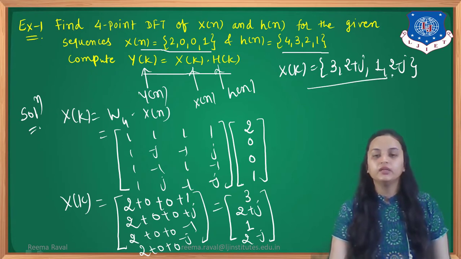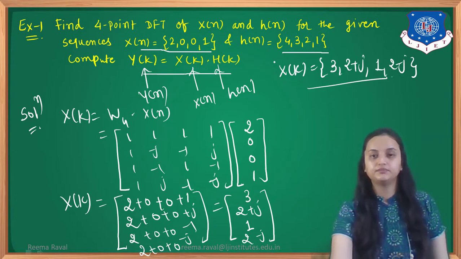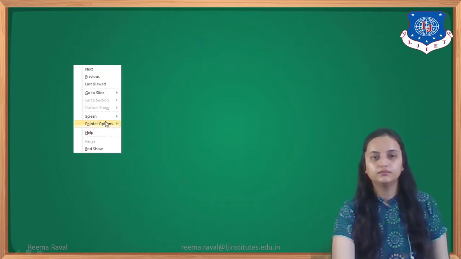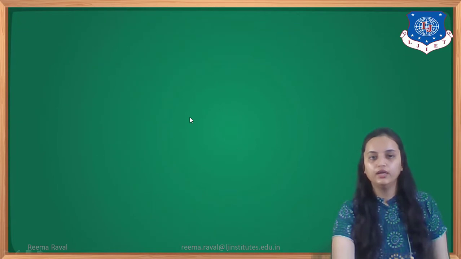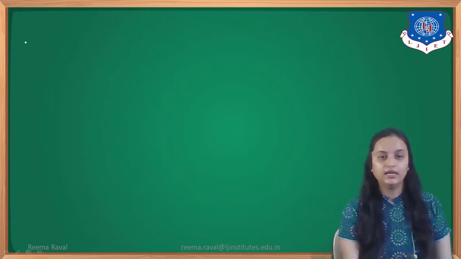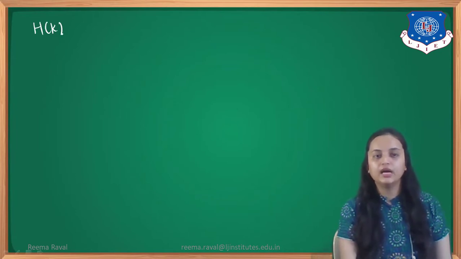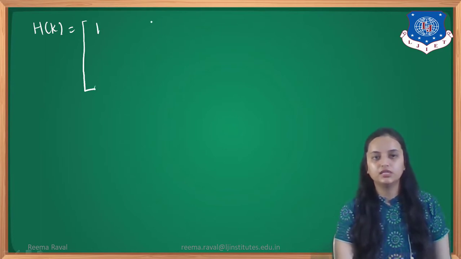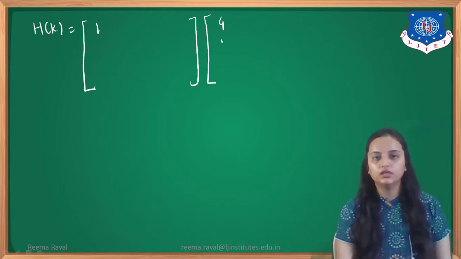That means here we have obtained x of k equal to 3, 2 plus j, 1, 2 minus j. Okay. Now the next sequence is h of n, which is 4 3 2 1. To find h of k, again we will use the matrix method to find the DFT of h of n. As this is 4 3 2 1, we will do the same procedure for this. That means h of k will be the matrix multiplication using the same matrix, where h of n is 4 3 2 1.